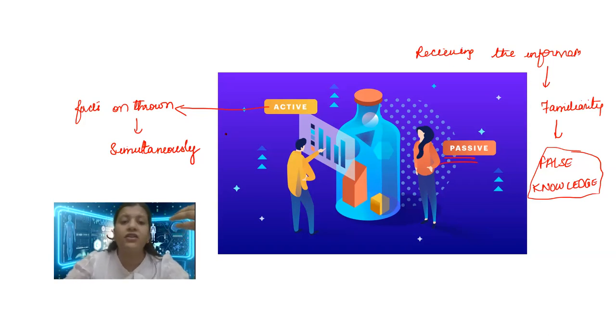So what is an active learner doing? An active learner is simultaneously analyzing the subject and asking questions to himself. What if this question can be asked in a different way? Why is this condition like this? How can I remember this in a better way? So there is analysis happening in the learner simultaneously while the teacher is explaining.